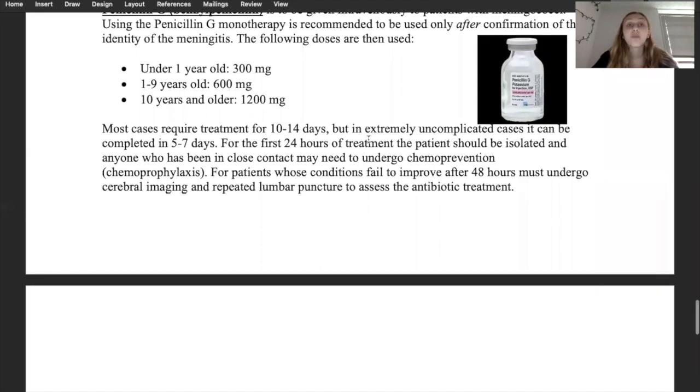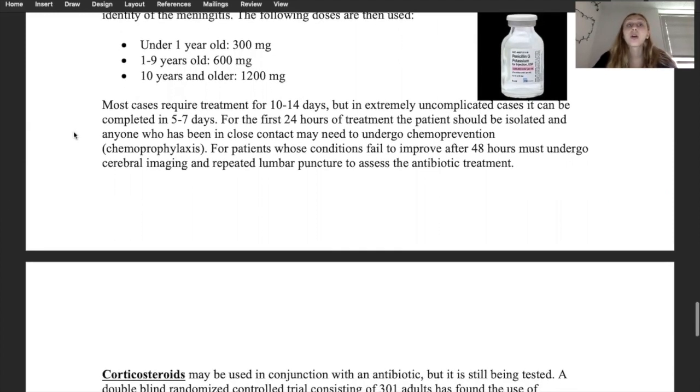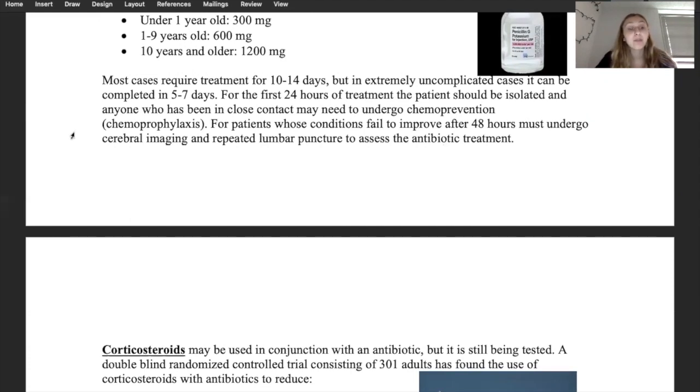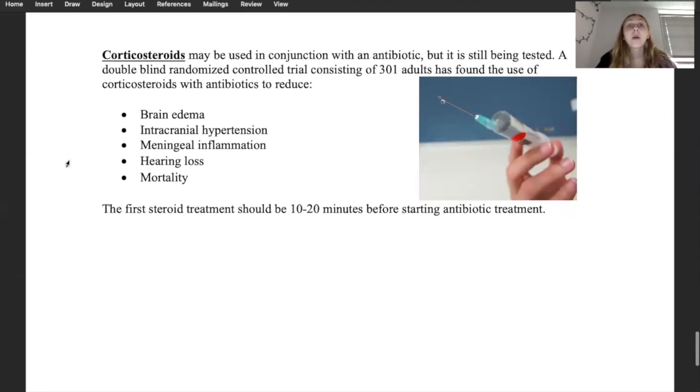The following doses are for under 1 year old, 300 milligrams, 1 to 9 years old, 600, and 10 years old is 1200. Most cases are going to require treatment for 10 to 14 days, but if the treatment is extremely uncomplicated, then it could be completed within 5 to 7 days. For the first 24 hours of treatment, a patient should be isolated, and anyone who's been in close contact should undergo chemoprevention therapy. Patients who do not improve within 48 hours must undergo cerebral imaging and repeated lumbar puncture to assess the antibiotic treatment, see what's going on, if anything's wrong with it.